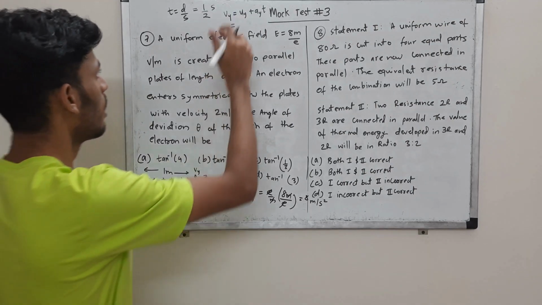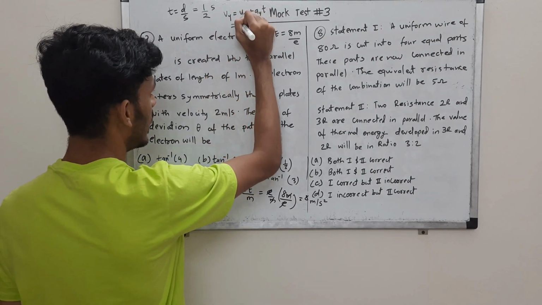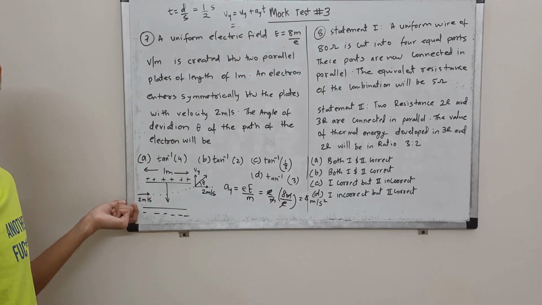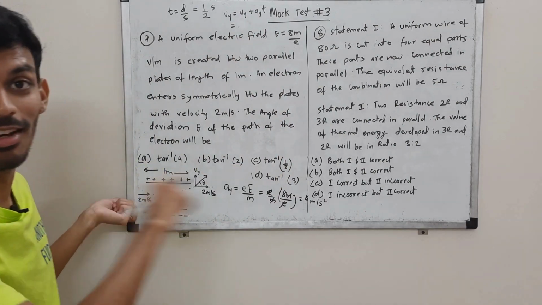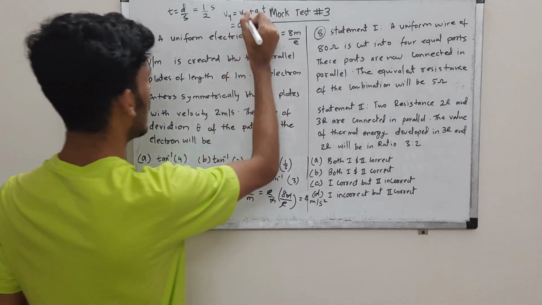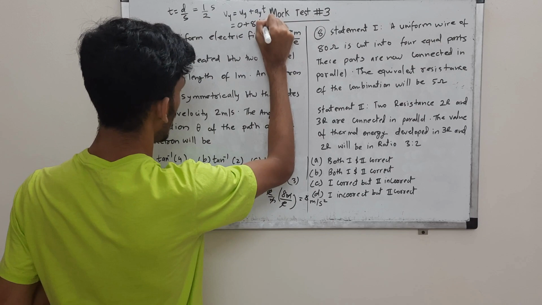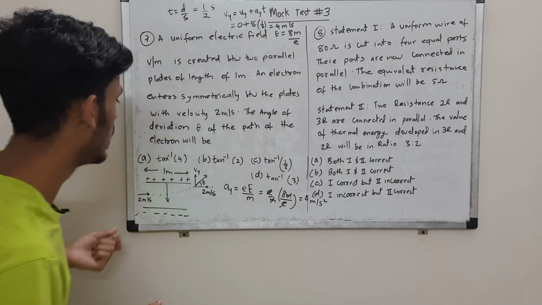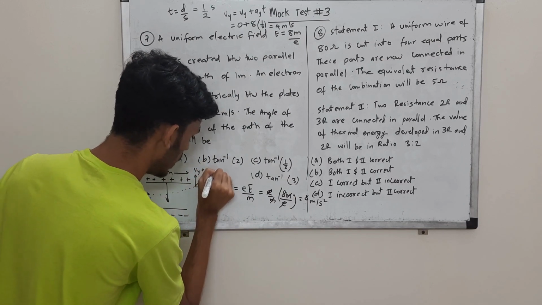Okay, so here u in the y direction, 2, no, it's not 2. In the y direction, initial velocity is 0. This 2 is in the x direction, so this is 0. Acceleration, we know it to be 8, and the time is half. So the velocity in the y direction is 4 meters per second.